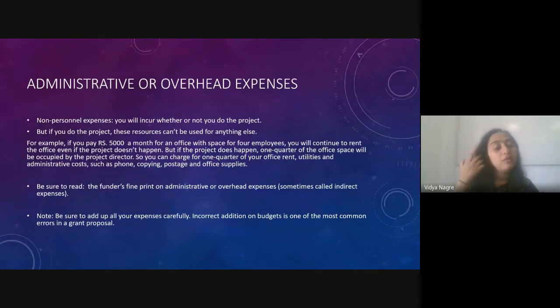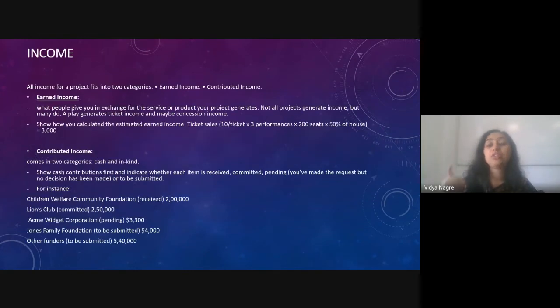Be sure to read funders' fine print on administrative or overhead expenses. Note, be sure to add up all your expenses carefully. Incorrect budget presentation may cause you to fail to receive the fund, and that is a major mistake that happens. If you put in an excessive budget, which funders may find impractical, you'll never get funds for that. So add something that is practical, to the point. Whatever you have added, convince them on that basis that it is very necessary.